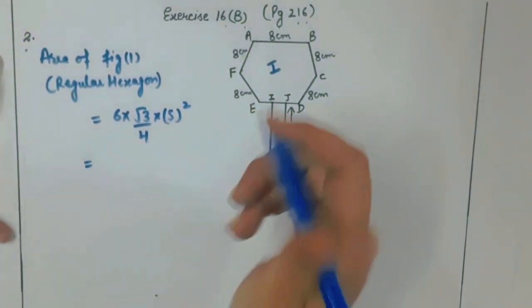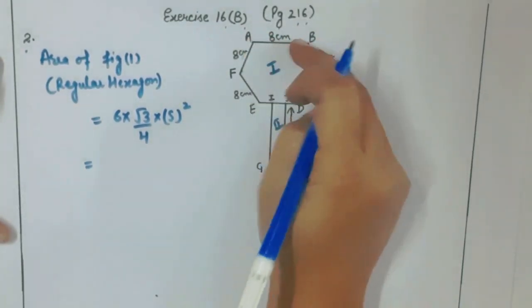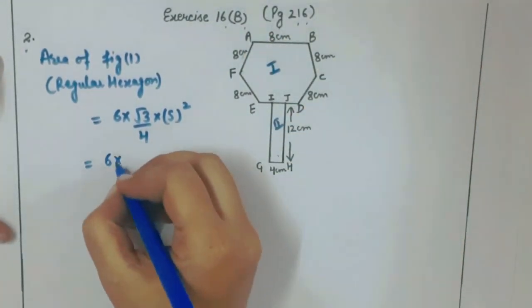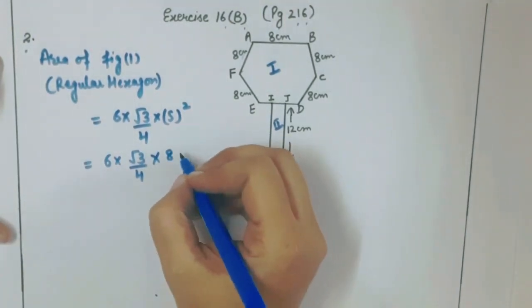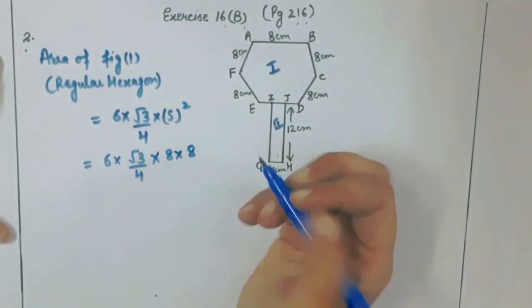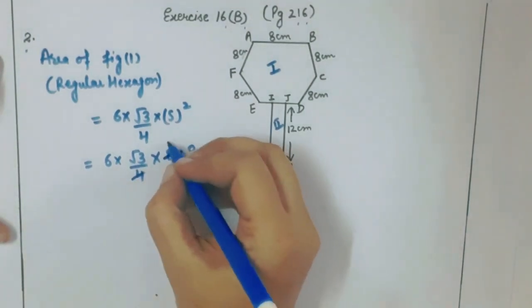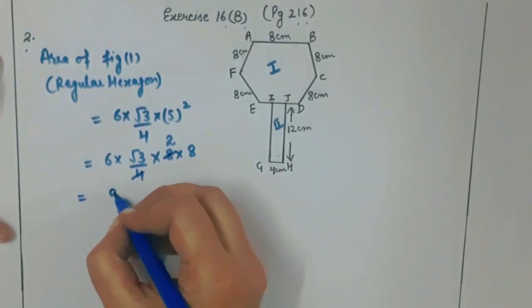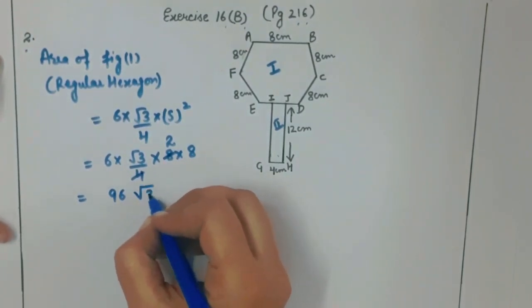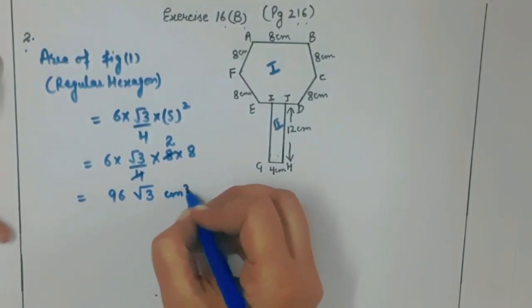Now put the values. Side is given, that is equal to 8 centimeter. 6 into under root 3 upon 4 into 8 square. 8 square means 8 into 8. Now cut it. Now 12 sixes are 96, that is 96 under root 3 centimeter square.